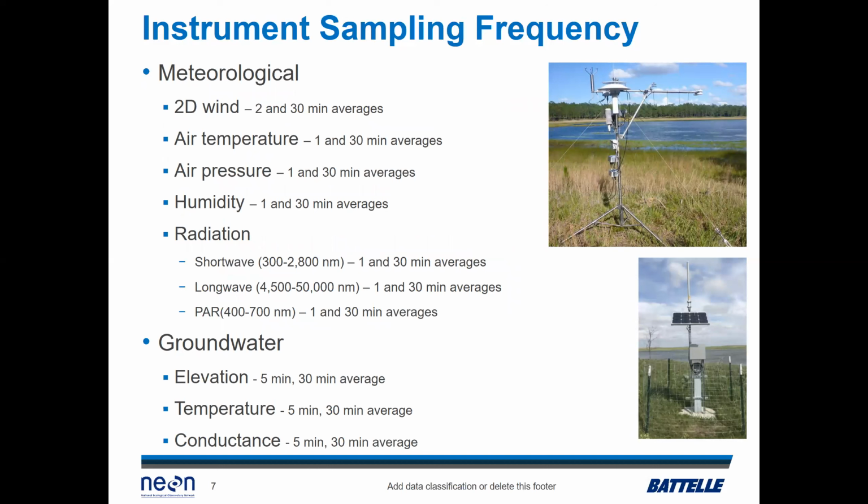Here's some more information for some of our meteorological and groundwater instrumentation. So some of the things that are measured, 2D wind speed and direction, air temperature and pressure, humidity, and then both shortwave, long wave radiation and photosynthetically active radiation. There's a picture of sort of our scaled down met station at the top for our aquatic sites. And then on the bottom is a picture of one of our groundwater wells where we measure groundwater elevation, temperature, and specific conductance.